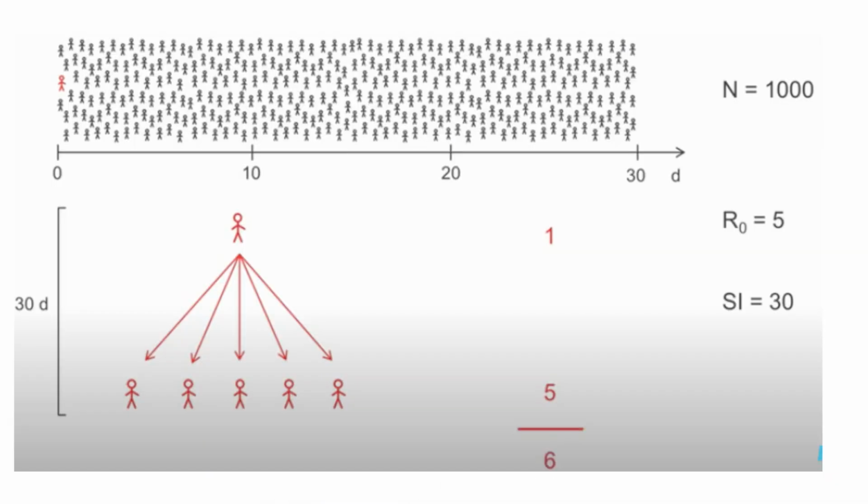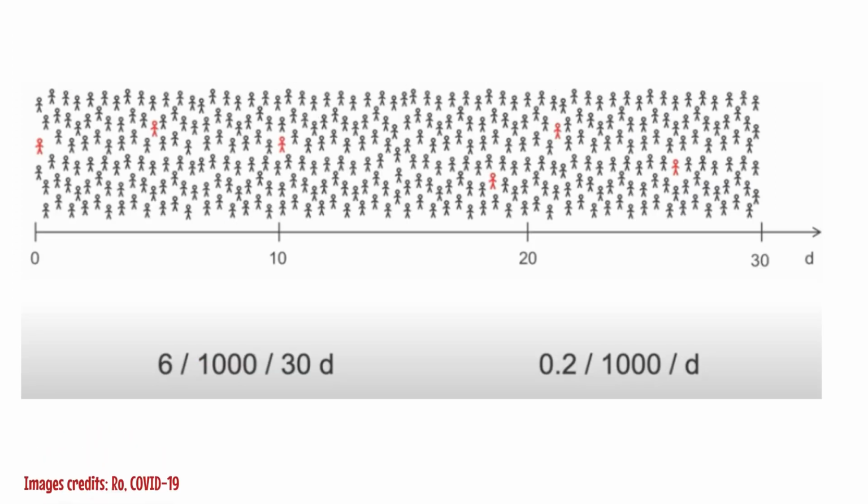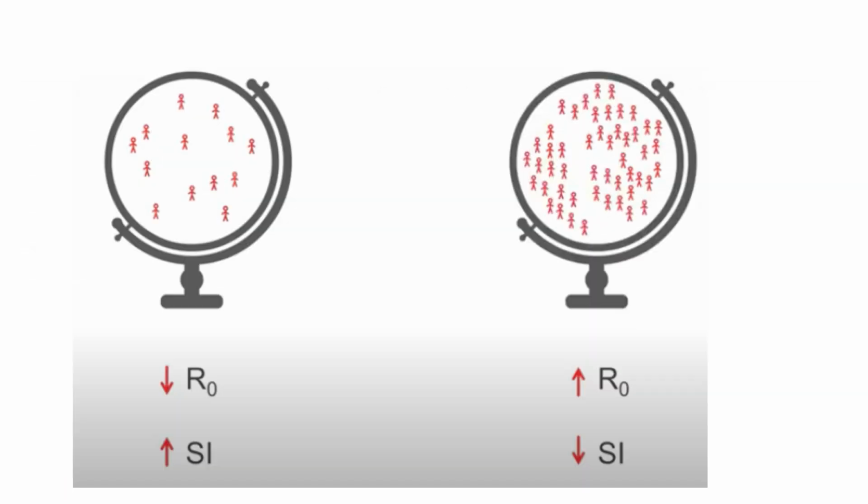We now look at the case where the serial interval is 30 days. In this case, there are 6 infections in total after a month. If the serial interval increases, R naught decreases. If the serial interval decreases, R naught increases.